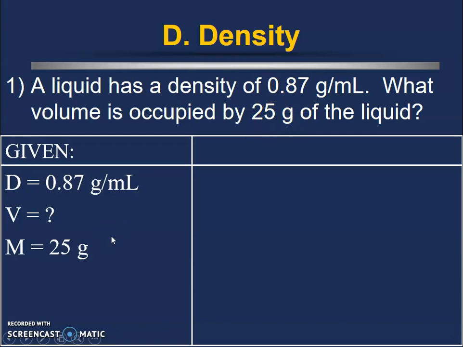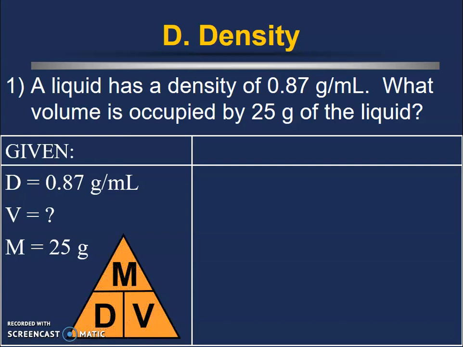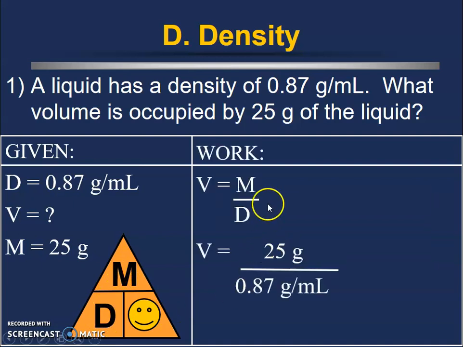Okay? So I look at my equation sheet and I see what equation has a D, a V, and an M. It's my density equation, so I'm going to write my triangle here. This time I don't know the V. I'm solving for V. So if I cover that up, what's left? M divided by D. So let's go ahead and set that up. Okay, M divided by D. Just plug in my numbers.